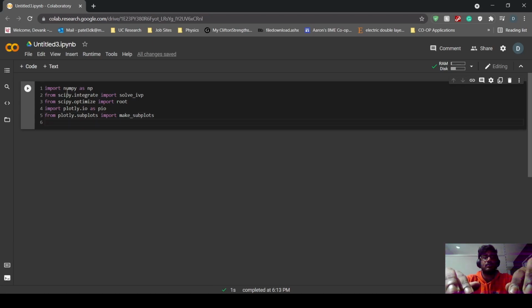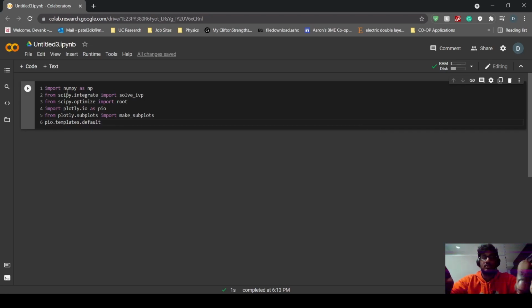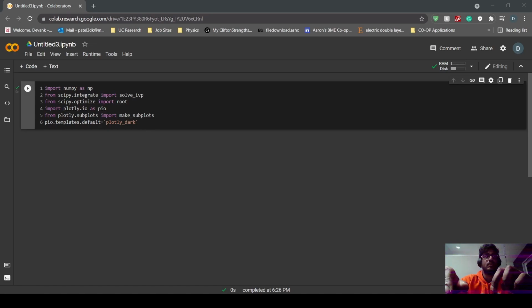And we want to right off the bat change the background of our graph from white to black, so we're going to go ahead and say pio.templates.default equals plotly_dark. And let's see if this runs. Alright, so it runs. And now what I'm going to do is go off camera and write down all of our variables that are given to us, and then I'll be back to explain everything else.